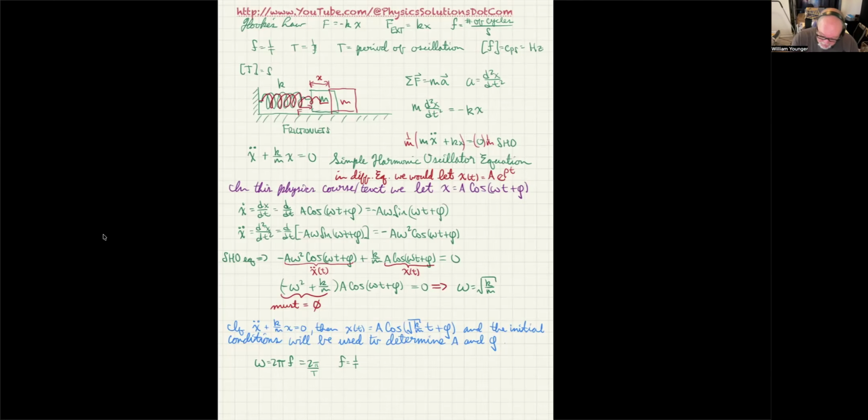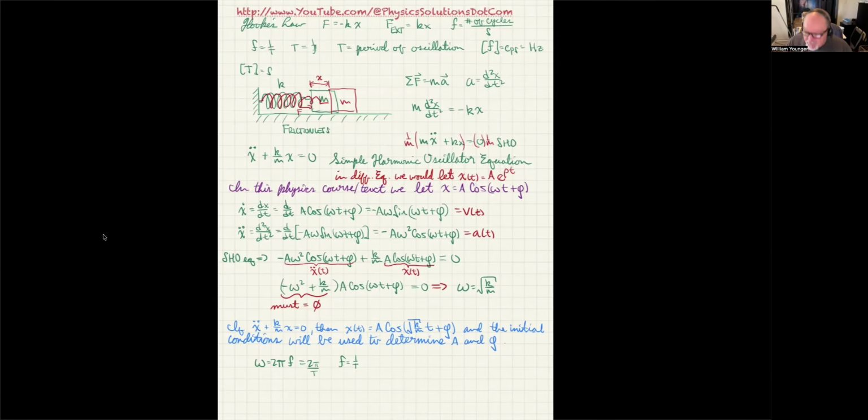So remember, I'll write it right here. This is equal to the velocity as a function of time. And not only that, when you took the second order derivative, that is the acceleration as a function of time. So just keep that in mind.